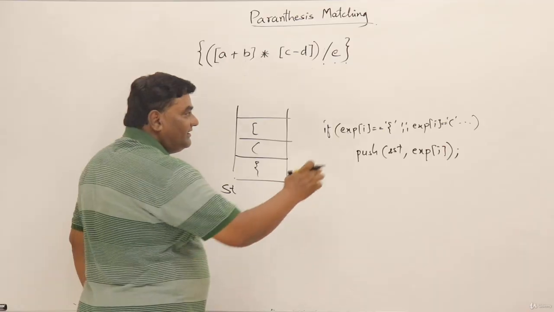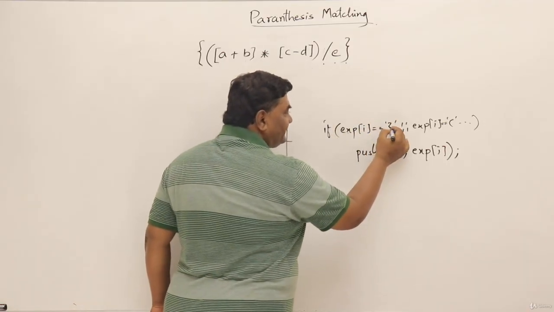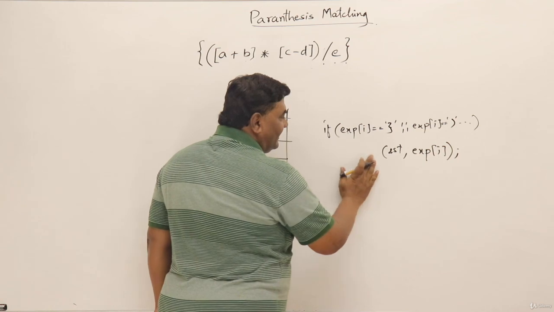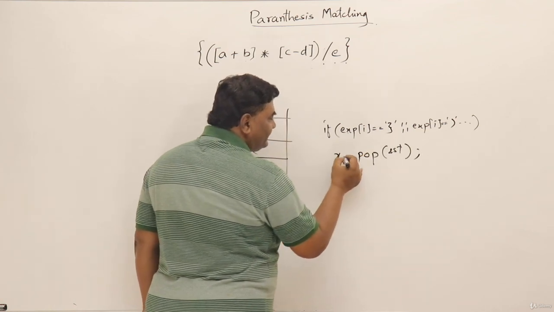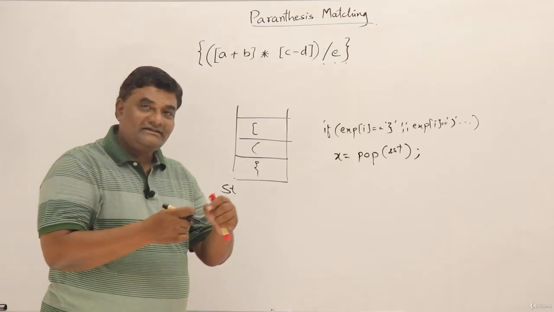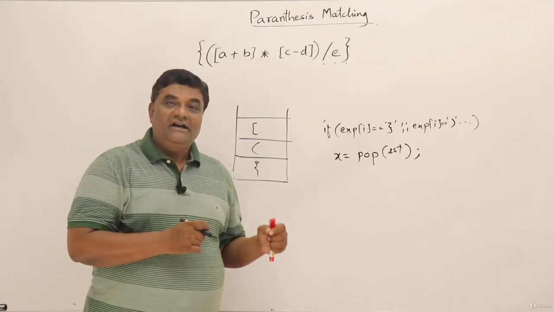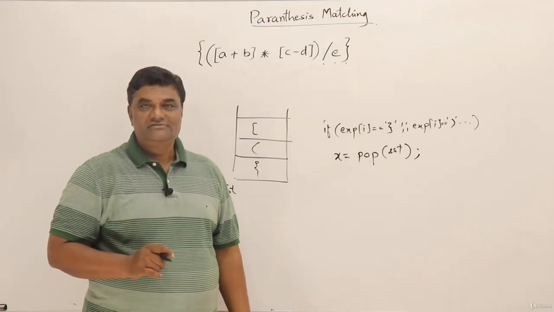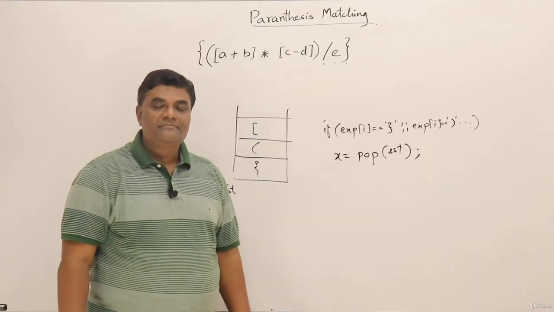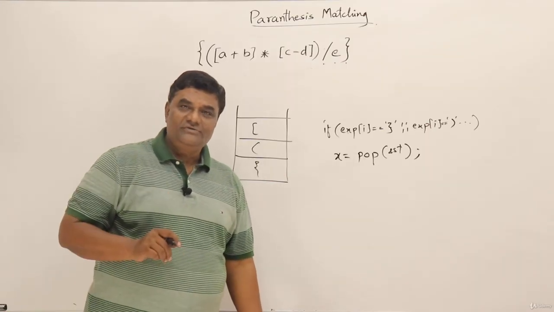Other way, if it is a closing bracket of any type, then I should pop out and take it in some variable. Then you have to check whether it is exactly matching with the type of bracket or not. So that code you have to write down. That is the extra work you have to do. So it's a student exercise, do it.